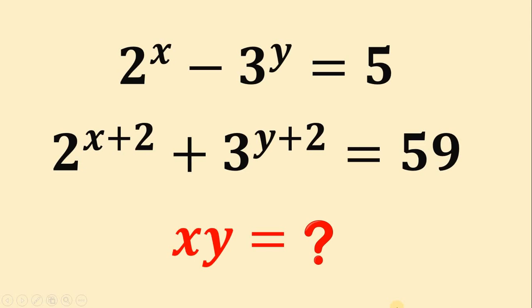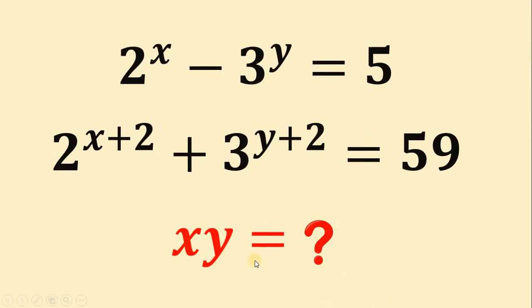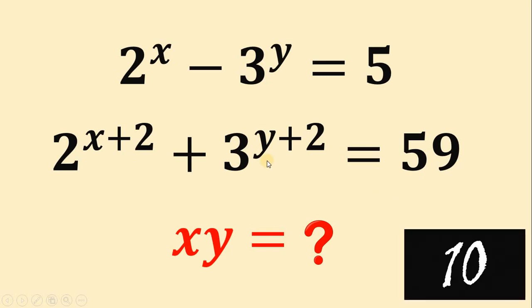Can you solve this math challenge? Here's the question. Solve for the value of x times y given that 2^x − 3^y = 5 and 2^(x+2) + 3^(y+2) = 59. You can pause this video if you want to give this problem a try.